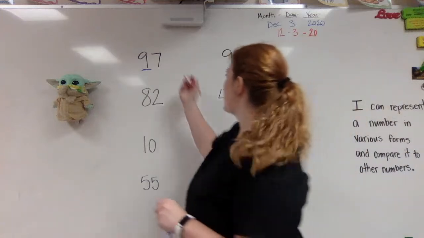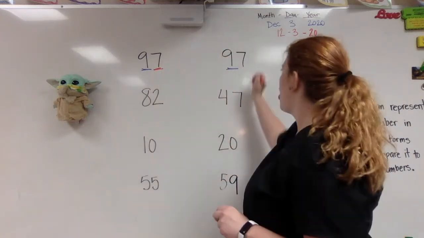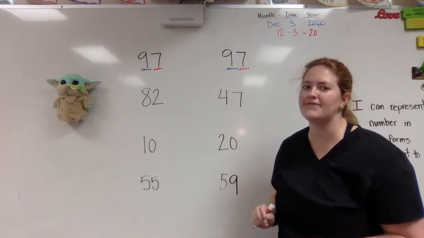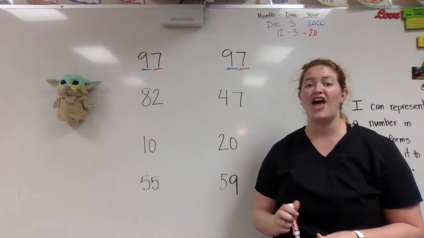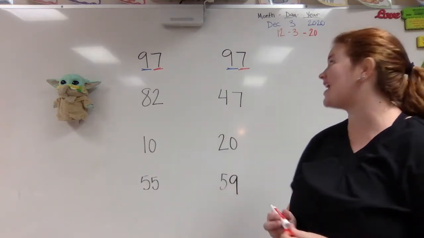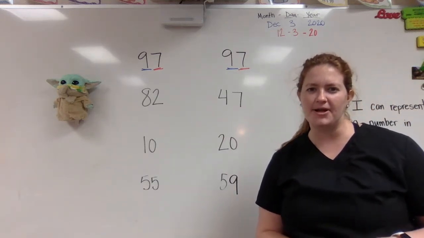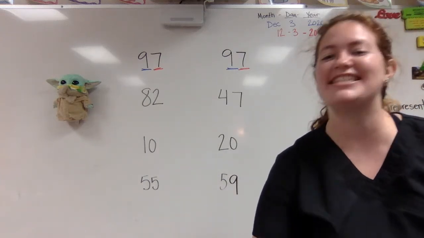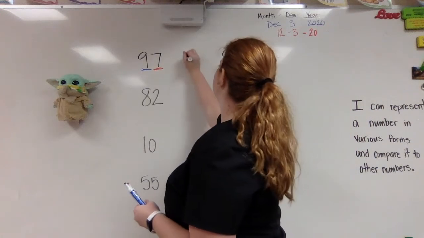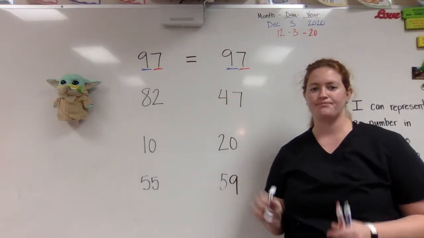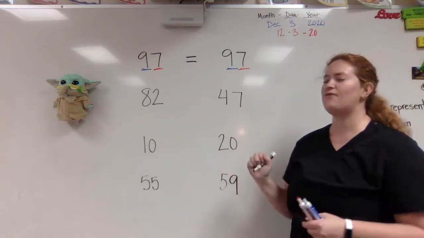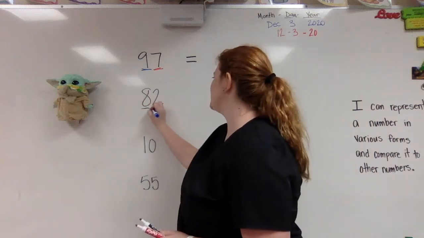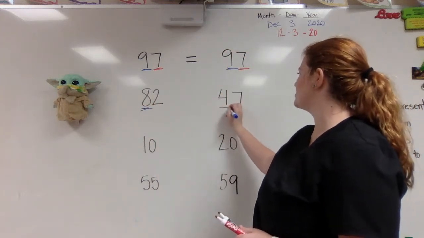So let me look. This number has 7 ones and oh my goodness, Snapdragon, you guys. It has 7 ones. These numbers both have 9 tens and 7 ones. What comparison symbol am I going to put there? Yeah, an equal sign, because they are equal numbers. They are the exact same number. So I'm going to say equals, just like that. Okay, next one, 82 and 47. Okay, let me look. Oh, this number has 8 tens, and this number has 4 tens.